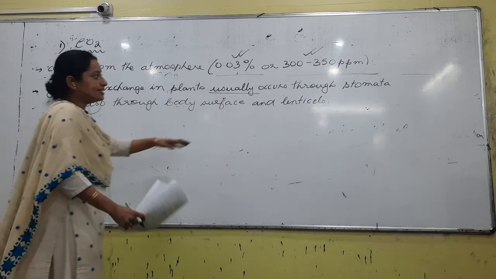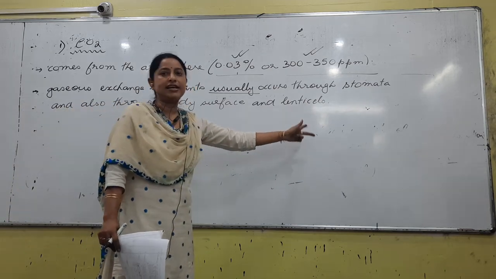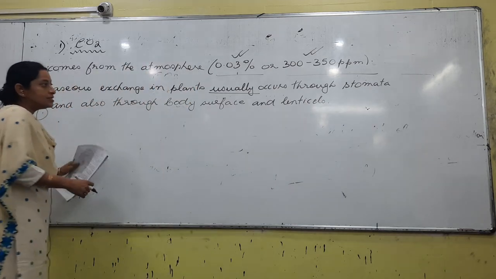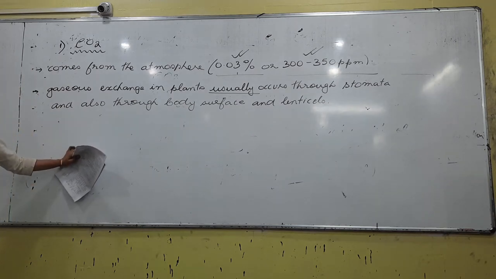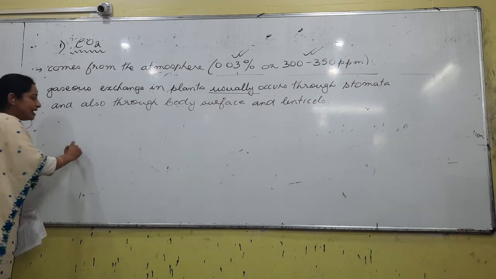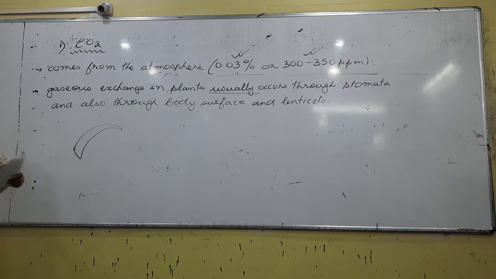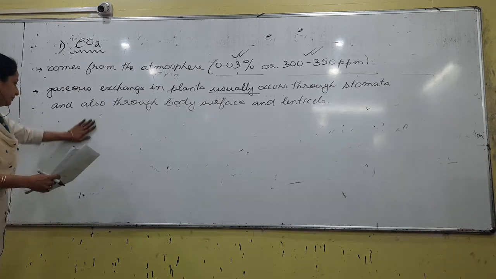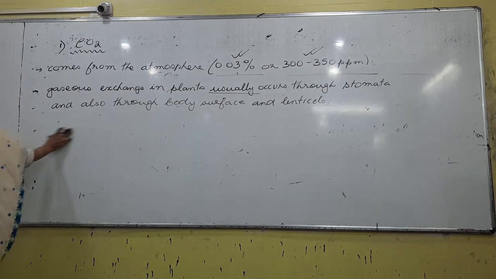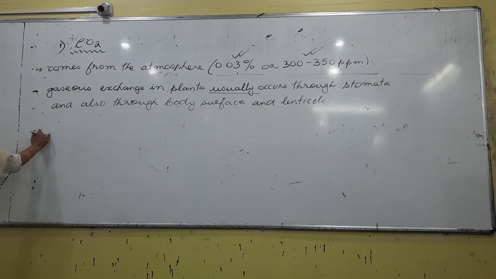As of now, lenticels are responsible for exchange of gases. Some loosely arranged parenchymatous cells present in the bark that are responsible for exchange of gases are called lenticels. Why are they called lenticels? Because they have a lens-type structure. So they are called lenticels, right? Next point.